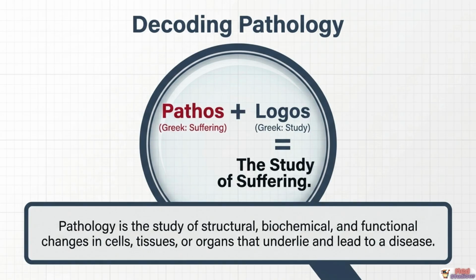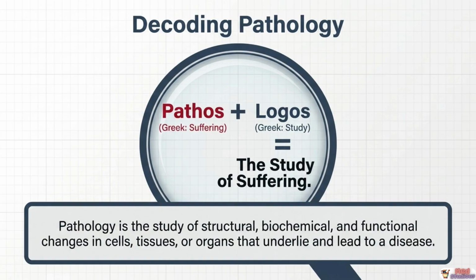But the formal academic definition goes considerably deeper. Pathology is defined as the study of structural, biochemical, and functional changes in cells, tissues, and organs that underlie and lead to disease. Let us unpack this definition word by word, because every component is critical. Structural changes refer to physical alterations in the size, shape, architecture, and arrangement of cells and tissues, changes that are directly observable under the microscope or with the naked eye at autopsy.